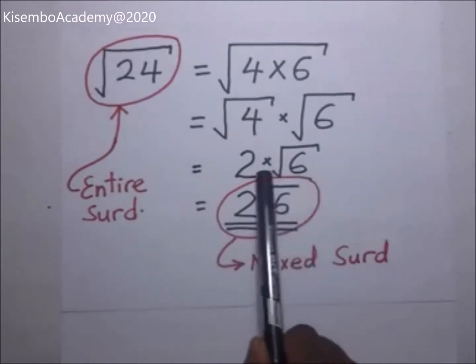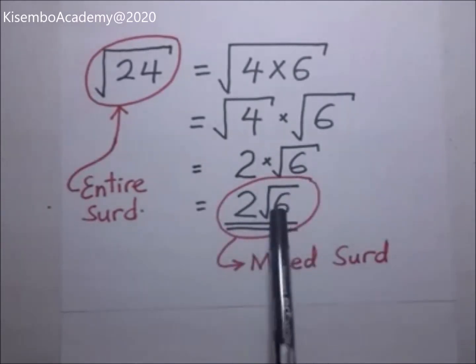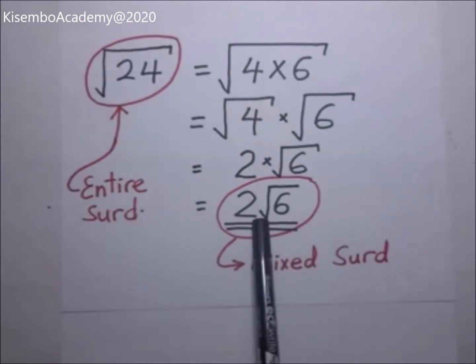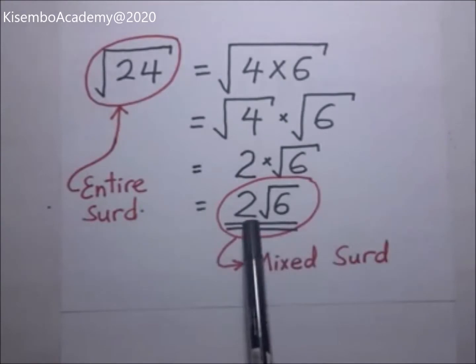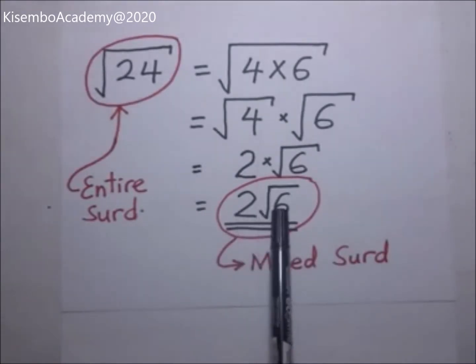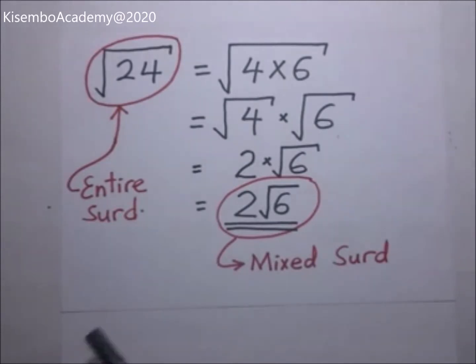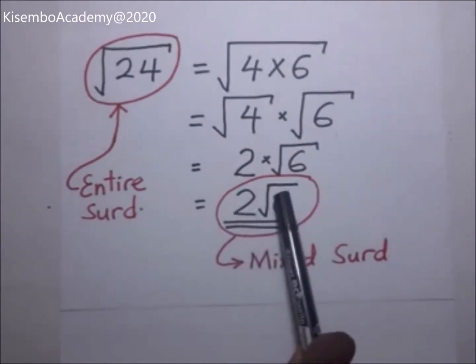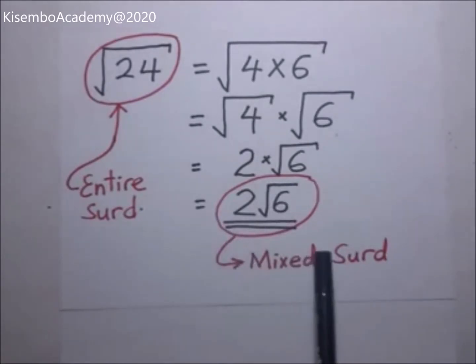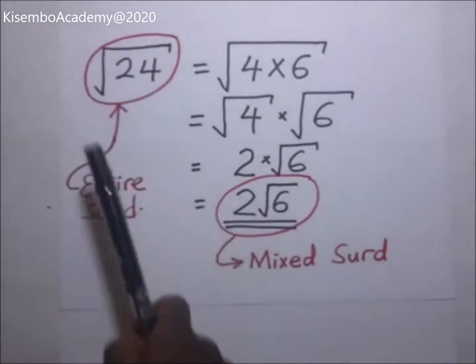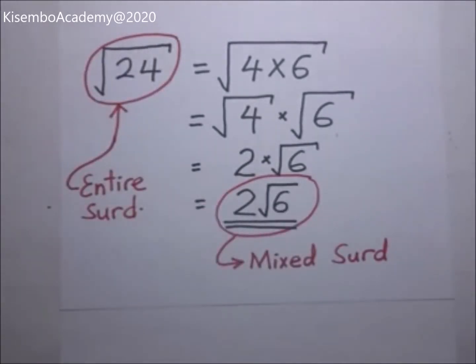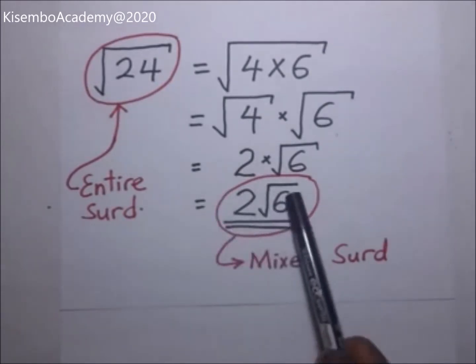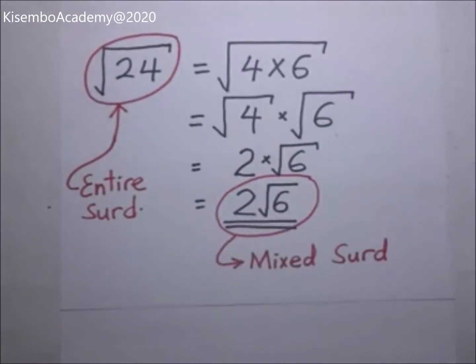Now this 2 times the square root of 6 is what we are calling a mixed surd. Why are we calling it a mixed surd? Because it is a product of a rational number and an irrational number. So in other words, a mixed surd is a product of a rational number and a surd. So we always convert an entire surd to a mixed surd in the process of simplifying surds. And this is something that we shall always encounter a lot in our calculations.